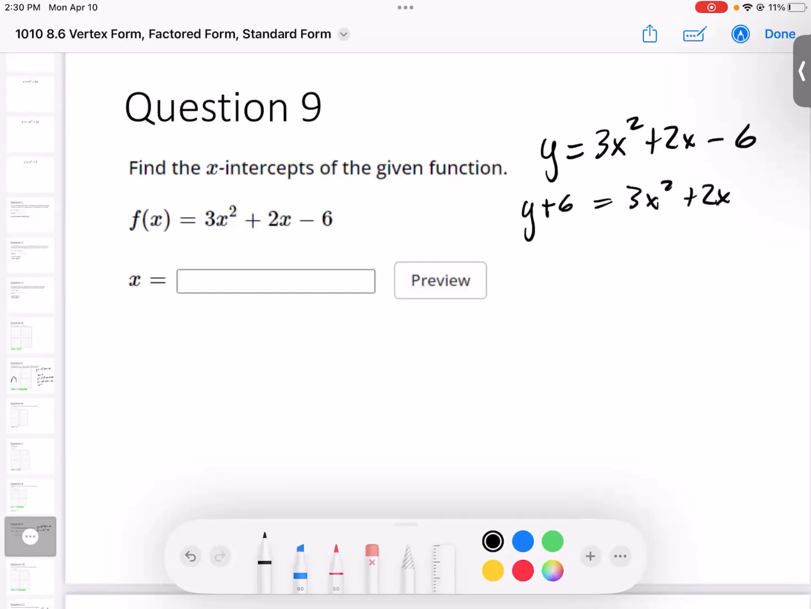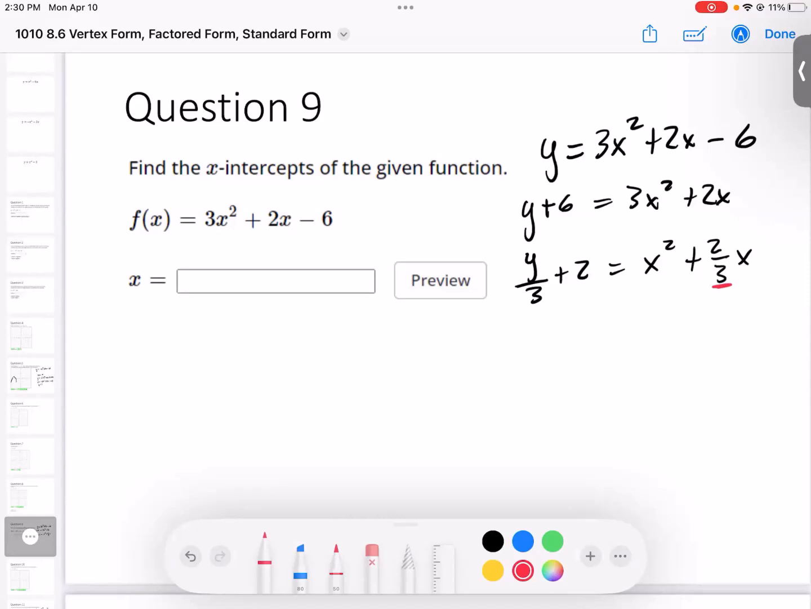Then to get rid of the 3, I'll divide both sides by 3, which gives me y over 3 plus 2 equals x squared plus 2/3 x. Is everybody good with that so far? Okay, so now I need to find out what half of 2/3 is.